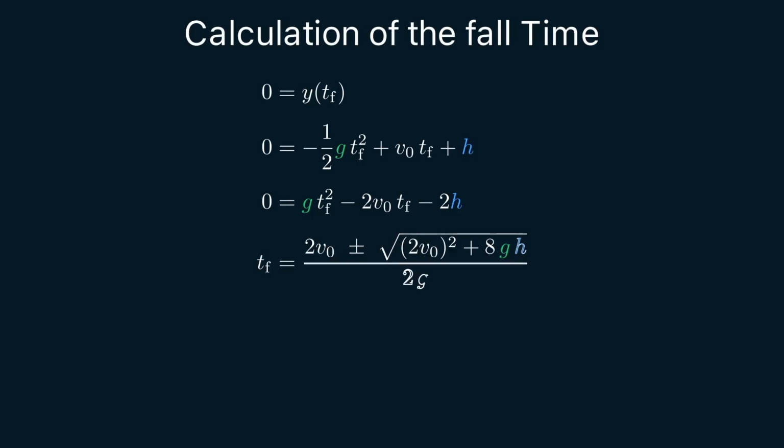We can calculate it. The fall time is the time when the height becomes 0. So we set the equation equal to 0 and solve for tf. We'll multiply by -2 to make it look nicer and get this quadratic equation. So you solve it with the quadratic formula. The result has two solutions, one with a plus and one with a minus.